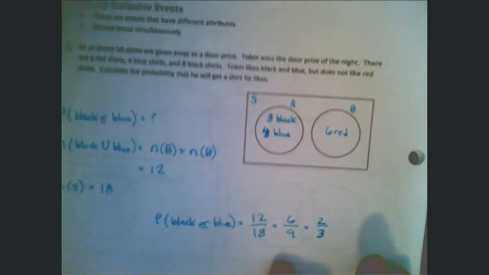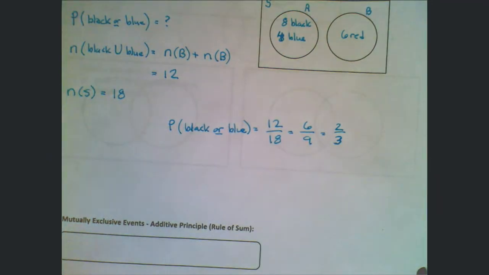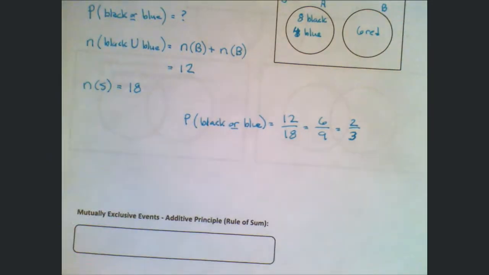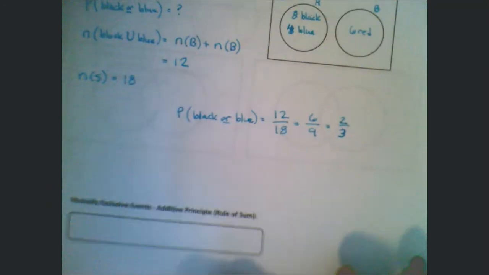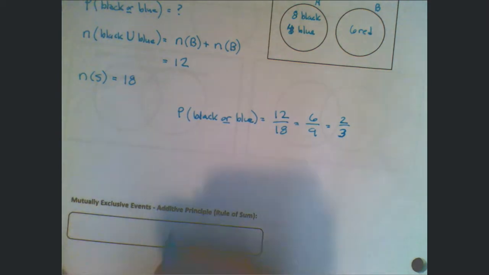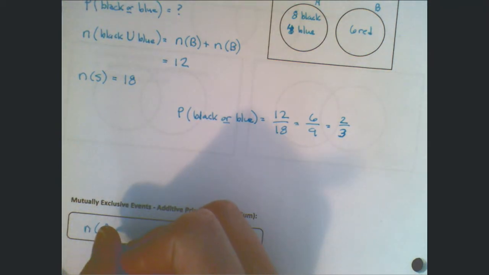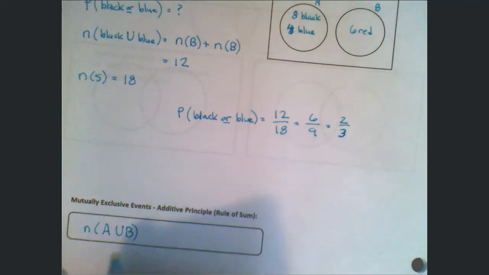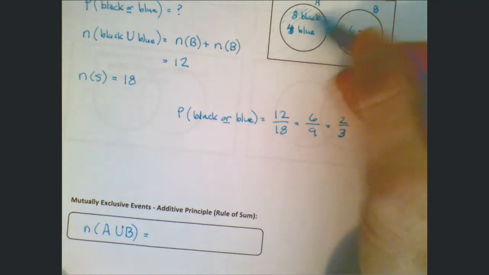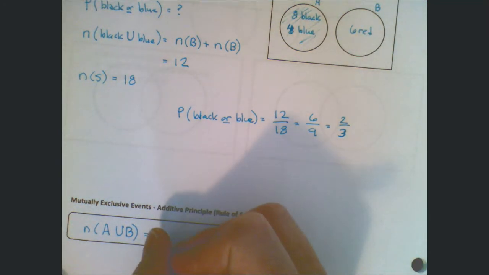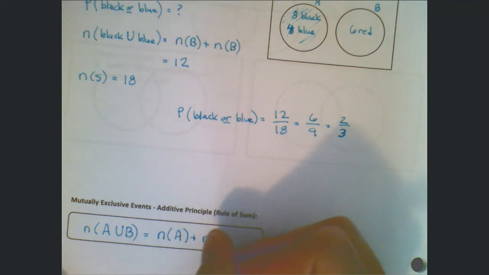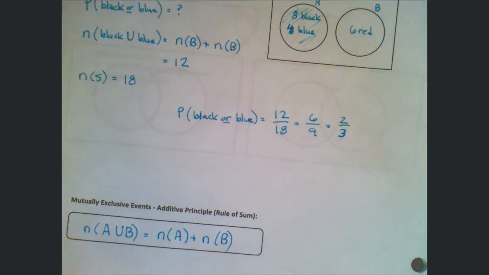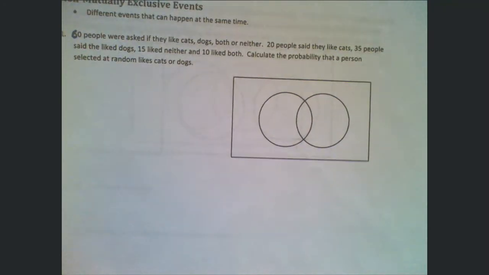So the one thing we'll note is that whenever we're trying to find the probability of 2 mutually exclusive events, or 2 things that don't overlap, it's quite simple. The number of elements in A union B, that's this shaded area here, is simply the number of elements in set A plus the number of elements in set B. You add them together. We've already done this before, and you can see that we did it in this problem as well. Okay, so let's flip this sheet over and look at something when we have non-mutually exclusive events.